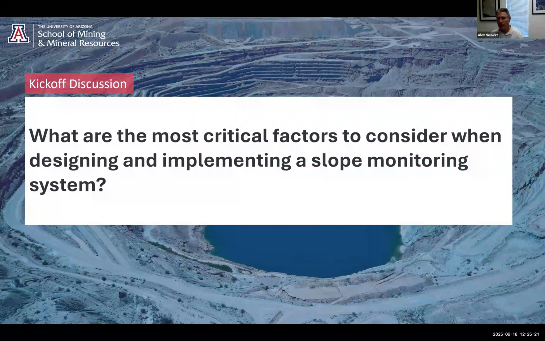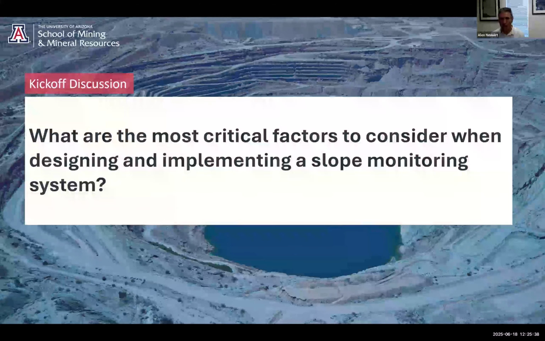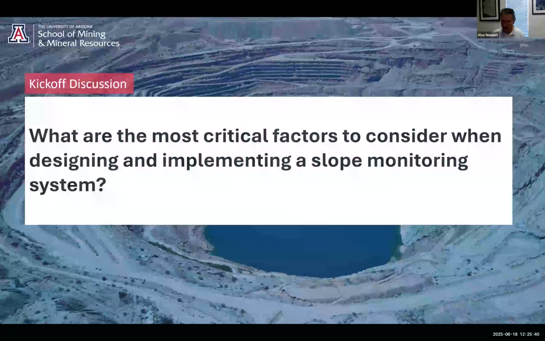So all to say, we want to see more discipline around this whole process. Just like mine planning and developing a mine is a highly disciplined process, I would love to see more discipline in the development and implementation of risk management systems.